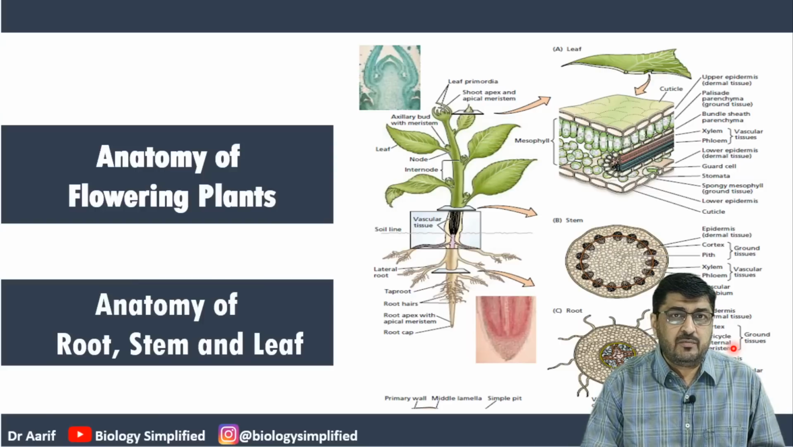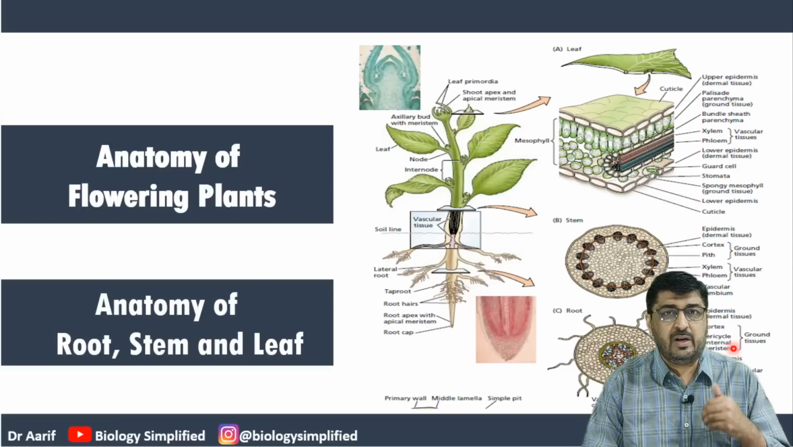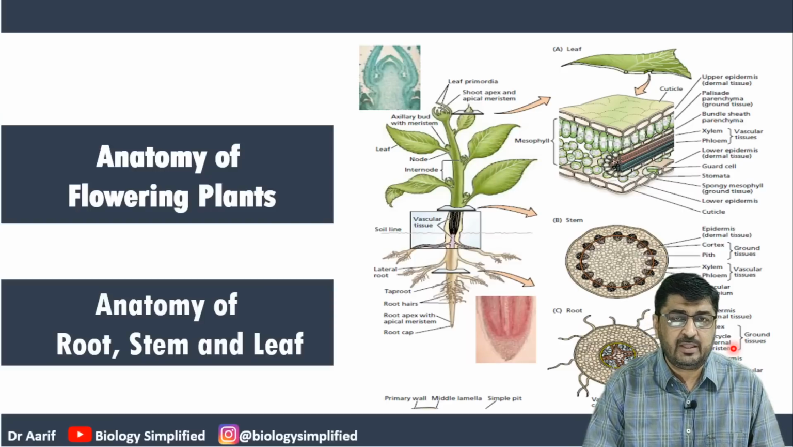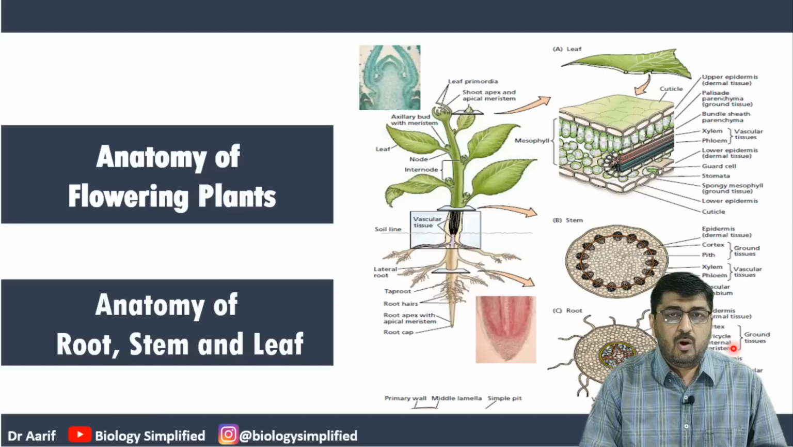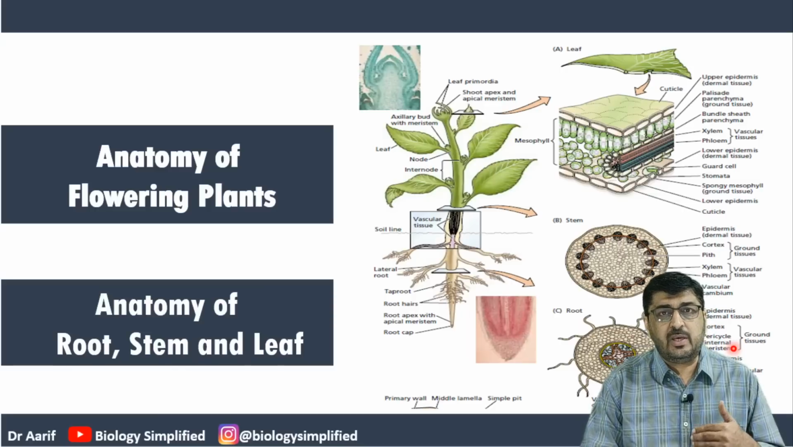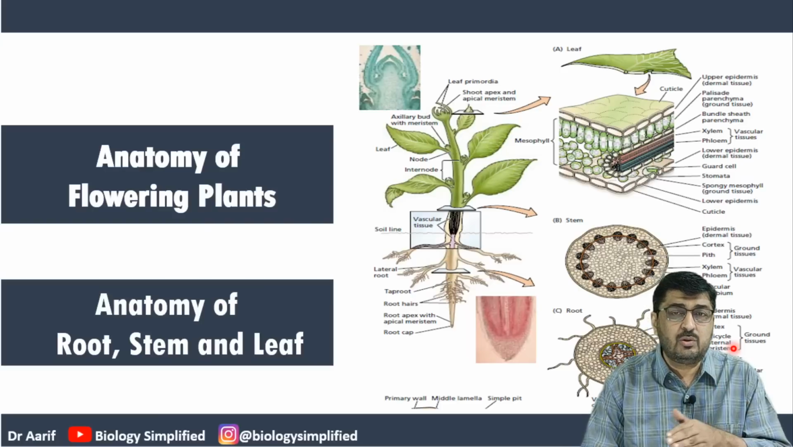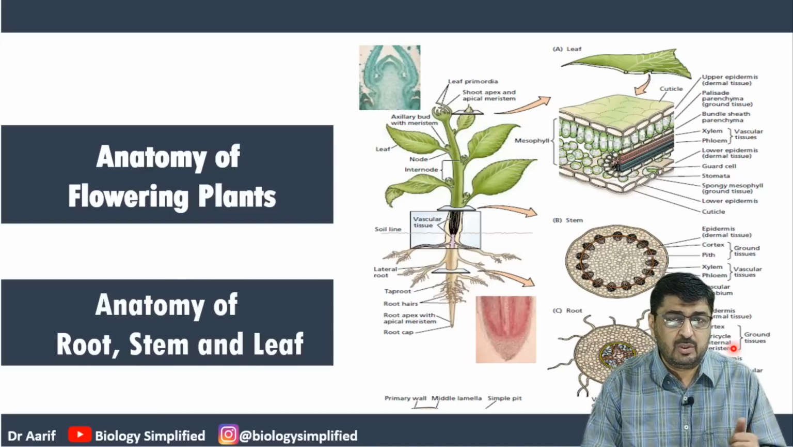We will start with the anatomy of the root, then we'll take up the anatomy of the leaf, and then finally go to the stem. First we'll take up the anatomy of the root, that is dicot root and monocot. After having done that, I'll also try to bring out the difference between the two so that it is easier for you to remember the points. So let's start.